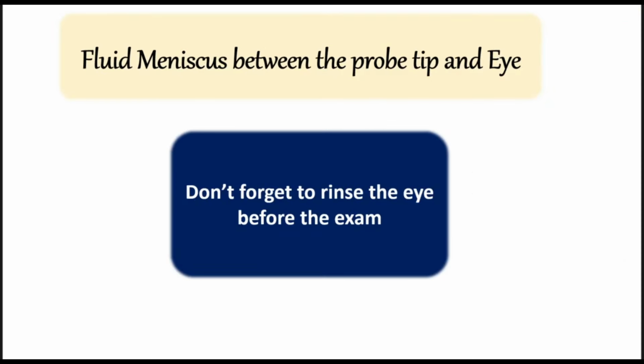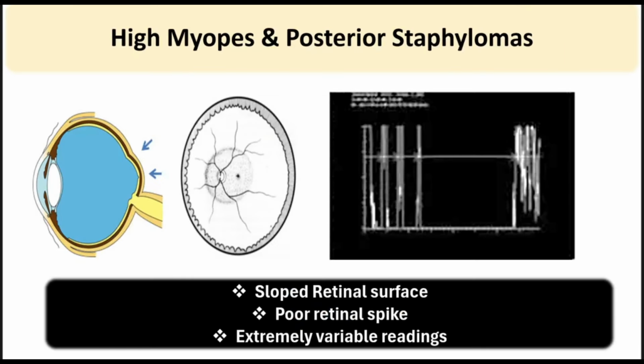All right. Another thing is that make sure that there is no thick gel sitting on the patient's eye, because then there's going to be a meniscus between the probe tip and the eye, and you are going to get a falsely long axial length.